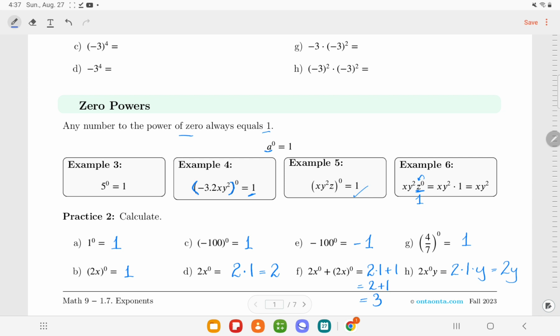Now check your answers. Notice the difference between C and E. In C, everything is taken to exponent 0 and gives us 1. In E, the 0 exponent does not apply to negative, so we have negative 1.